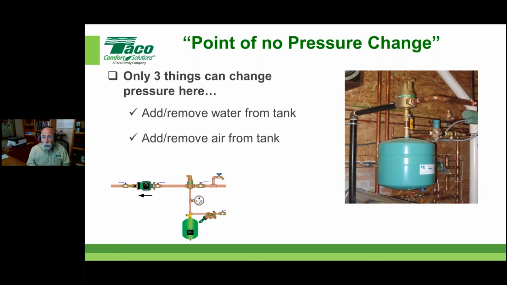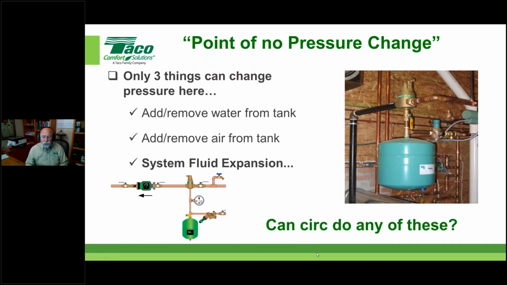Now, again, your local code always prevails, and they might still be making you put them on there, but it's very important to see what the pressure is right here at the point of no pressure change. Thirdly, on this is the system fluid expansion. Of course, once the fluid inside this system starts heating up and expanding, that will change that pressure gauge for sure. So again, why do we call it the point of no pressure change? That's because of this last statement down here, or a question actually. Can the system circulator, like this in this case, change the pressure at this point right here? And the answer is no.